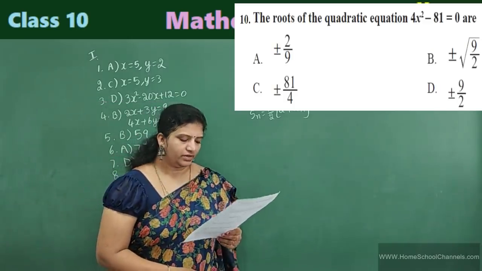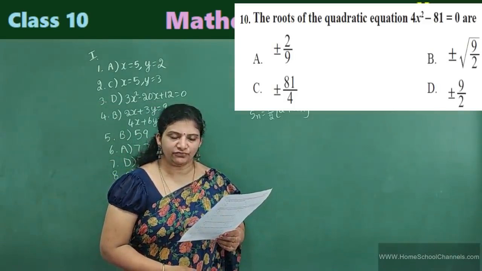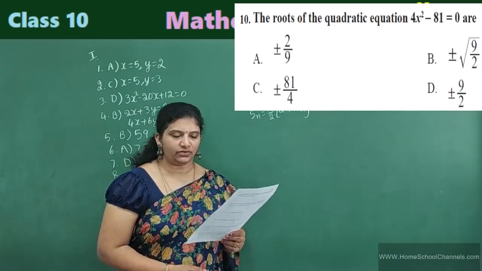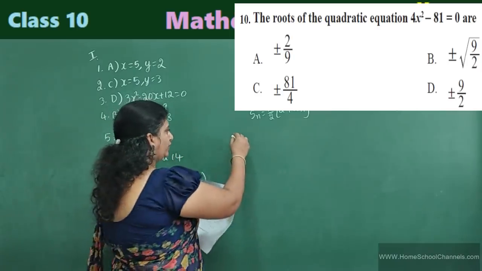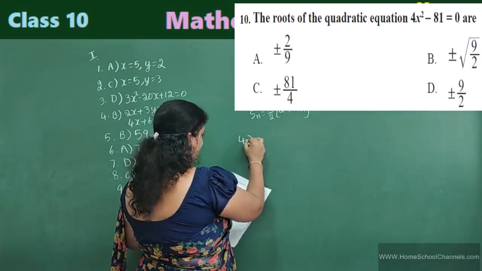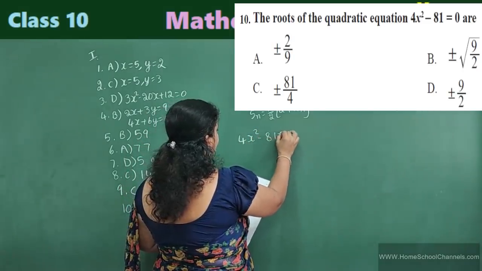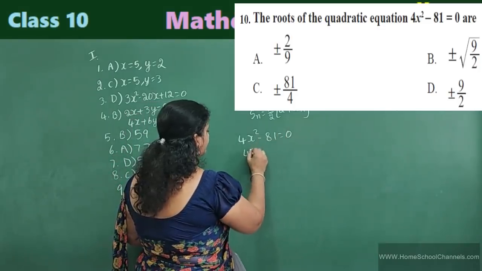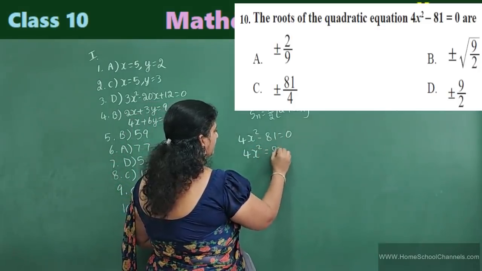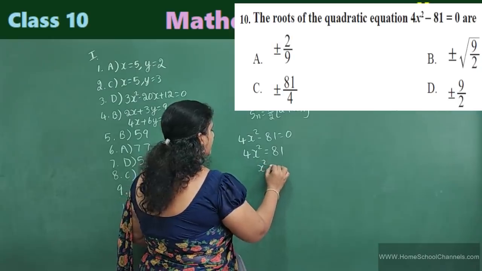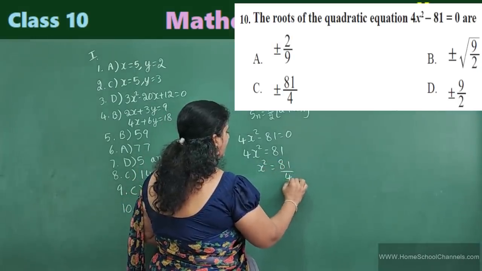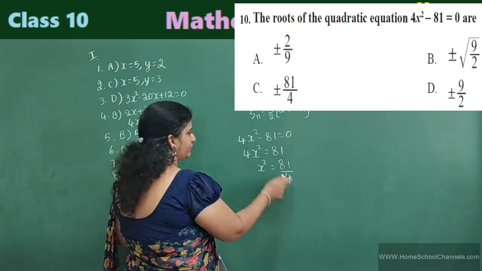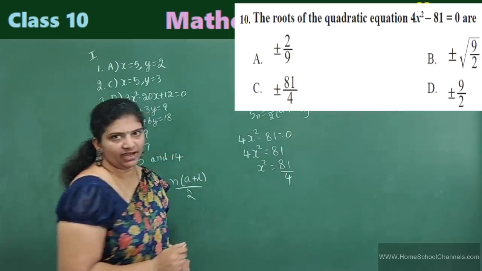10th one, the roots of the quadratic equation 4x square minus 81 equal to 0 are. We need to find the roots of the equation 4x square minus 81 equal to 0. Send this minus 81 to the other side. 4x square is equal to 81. x square is equal to 81 by 4. Multiplied 4, if you send it to the other side, it will be divided.